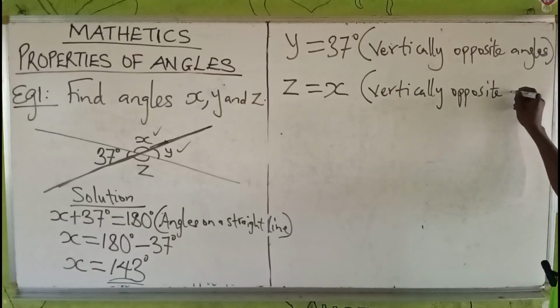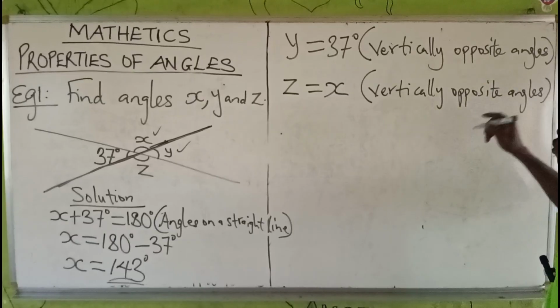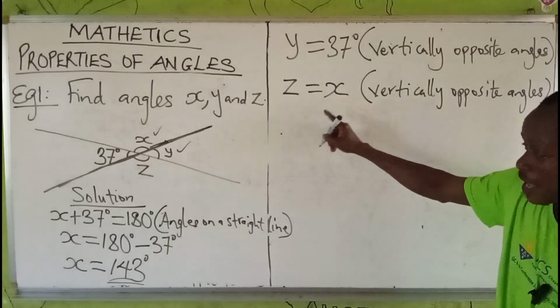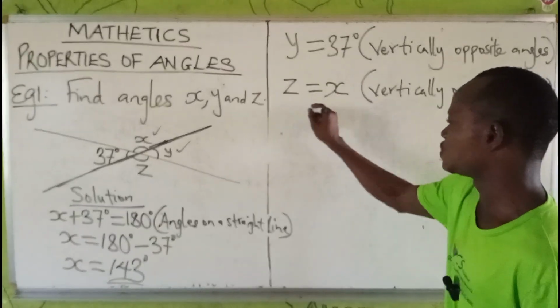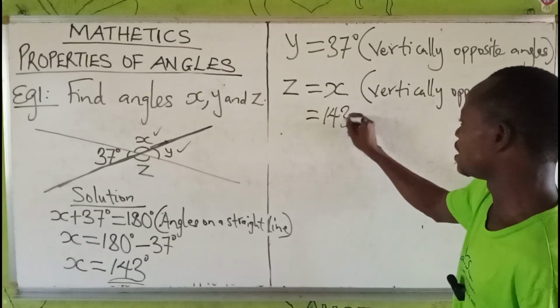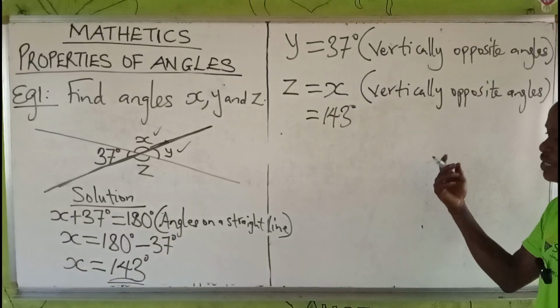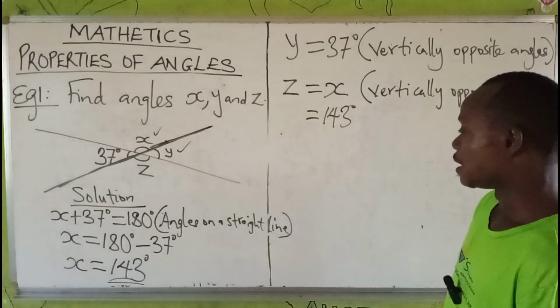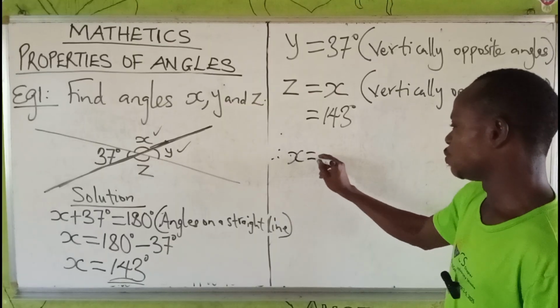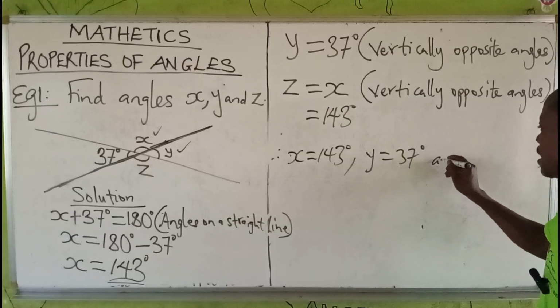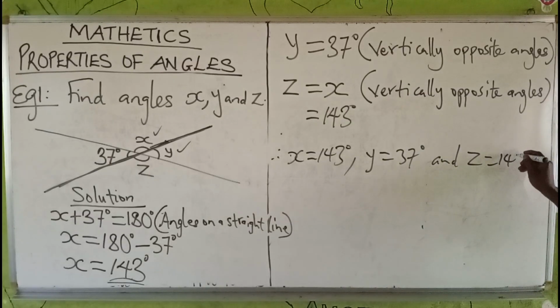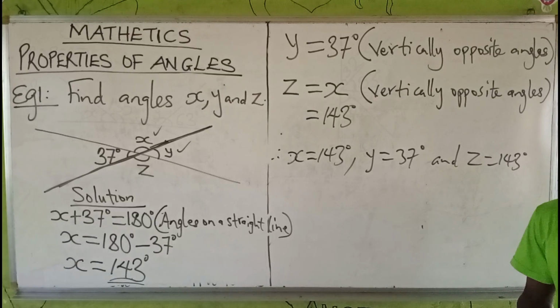And if they are vertically opposite and equal, we have solved for angle X before and obtained 143 degrees. That implies that angle Z is also 143 degrees. With this, we have solved for the 3 different angles. Therefore, X equals 143 degrees, Y equals 37 degrees, and Z equals 143 degrees. That is the answer. Now, let us look at another question.